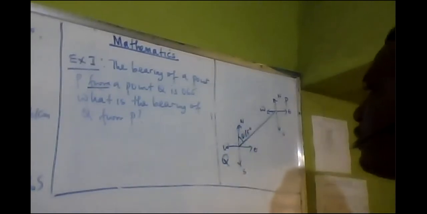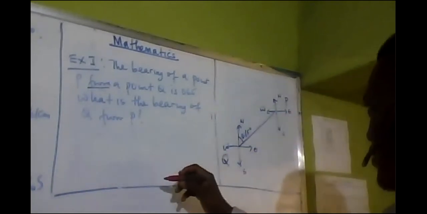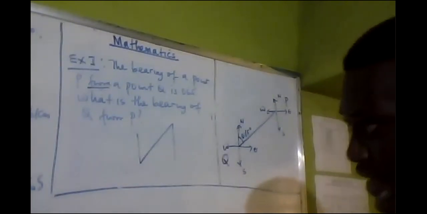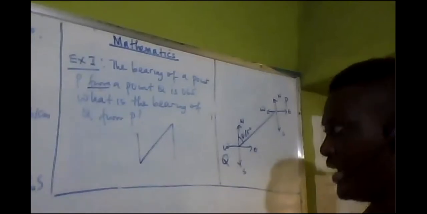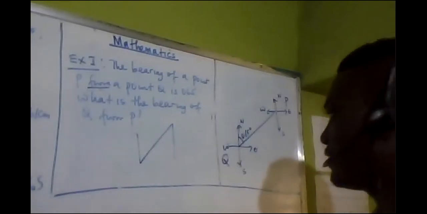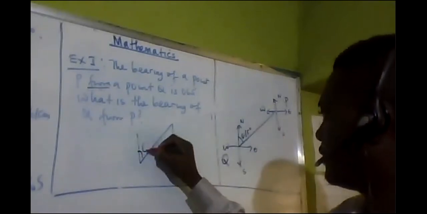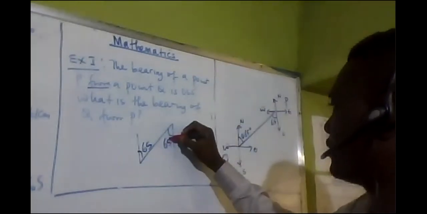Now, what is the bearing of Q from P? The bearing should be from here now. If you remember your Z angles, alternate angles: when a transversal crosses 2 parallel lines, we have many kinds of angles, corresponding angles, alternate angles. The Z angle is the alternate angle. So this 65 is alternate to this 65.